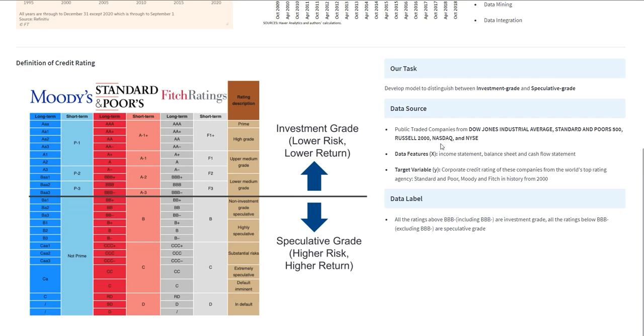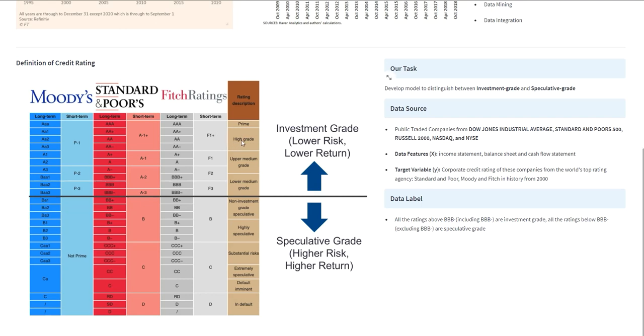The data source, again, is publicly traded companies in the United States, and our data inputs, or features, are financial statements such as the income statement, balance sheet, and cash flow statement. Our target is whether the bond is an investment grade bond or a speculative grade bond. Here we are framing this problem as a binary classification for simplicity and demo purposes. But in reality, you can also frame this as a regression problem.